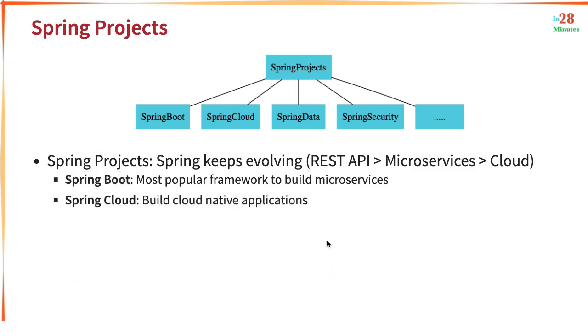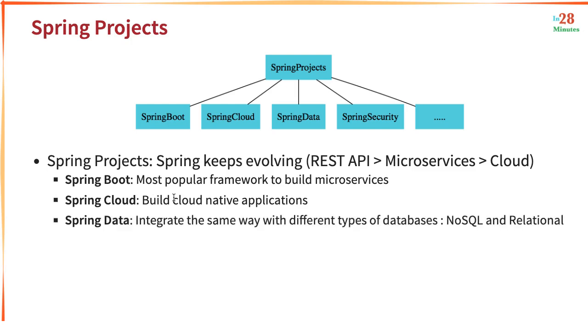Another important trend from the last few years is the evolution of the cloud. Today, we would want to be able to deploy our applications to AWS, Azure, Google Cloud, and other cloud platforms. You'd want to build cloud native applications. And that's the goal of Spring Cloud. Spring Cloud is a Spring project which helps you to build cloud native applications.